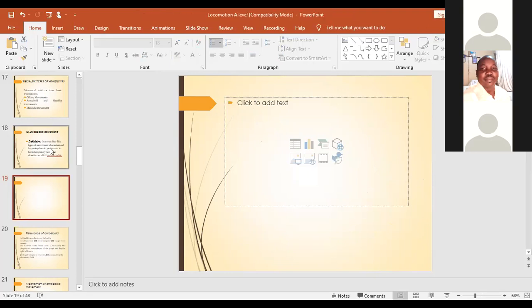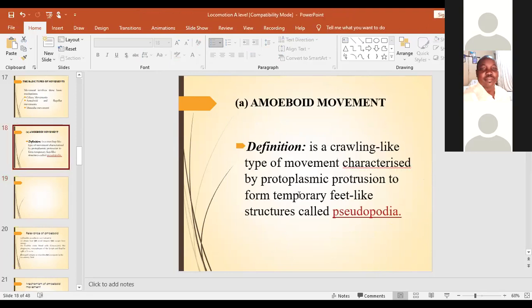So amoeboid movement means a crawling-like type of movement, which is characterized by protoplasmic protrusion. Part of the body expands, what we are calling a protrusion, and then it develops a temporary feet-like structure, and that structure is called a pseudopodia.